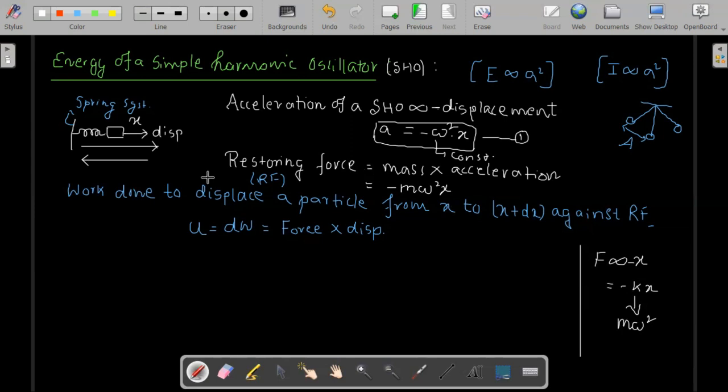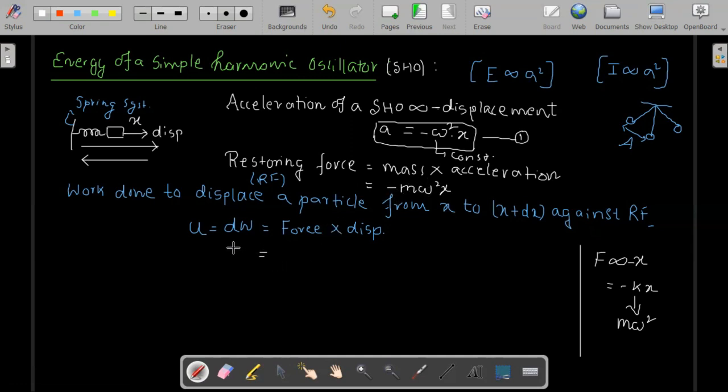Now let's define work done. We know that work done to displace a particle from x to x plus dx against the restoring force is actually stored in the form of potential energy. If we denote potential energy by U, it is equivalent to the work done, which is equal to force into displacement. So let's see what relations we have. The force that we have now is this particular relation. We can just consider the magnitude here.